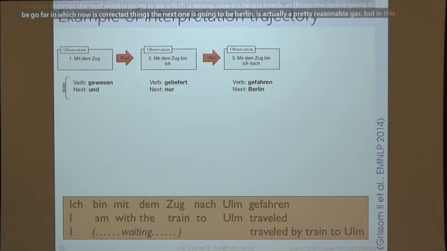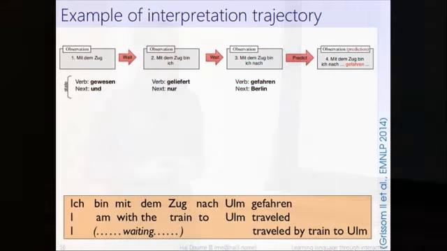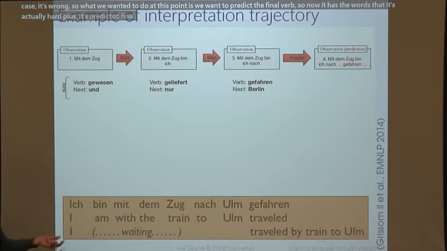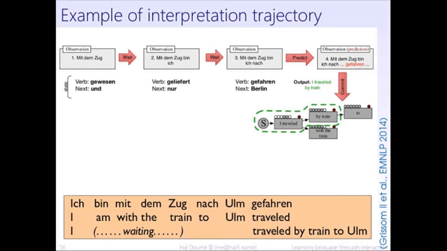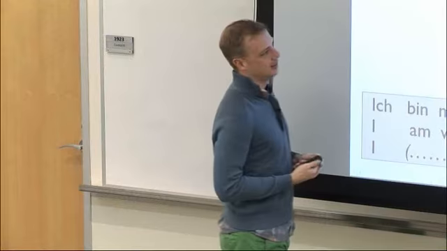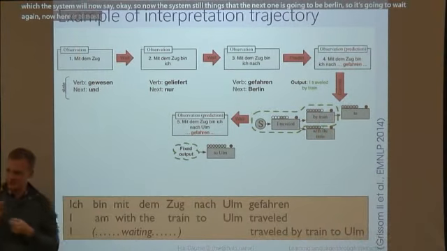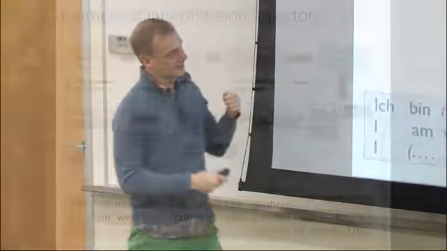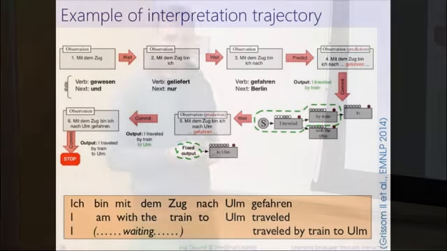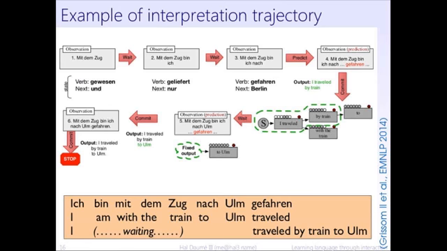What we want it to do at this point is predict the final verb. Now it has the words that it's actually heard plus its predicted final verb. We're going to shove this through our black box machine translation system, which is going to do something or other, whatever it does. It's going to produce something like "I traveled by train," which the system will now say. Now the system still thinks that the next word is going to be Berlin, so it's going to wait again. And now here's Ulm, so it can choose to translate that. This is our commit: we commit to the translation of "to Ulm." And now we've heard the entire sentence and we can decide to stop. That's basically how the process is going to work under the hood.